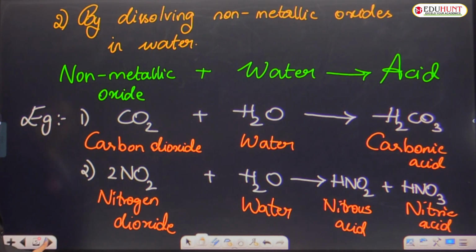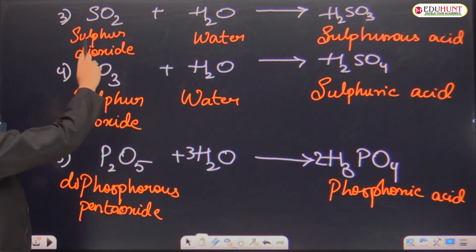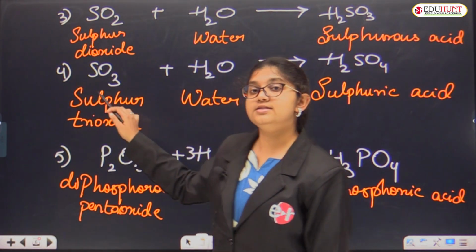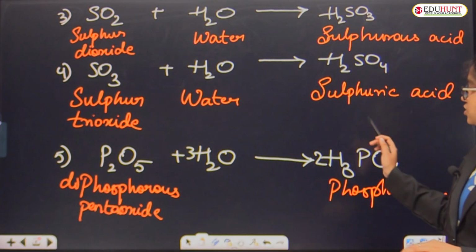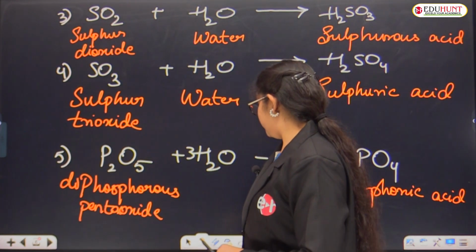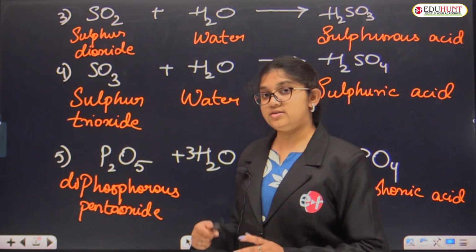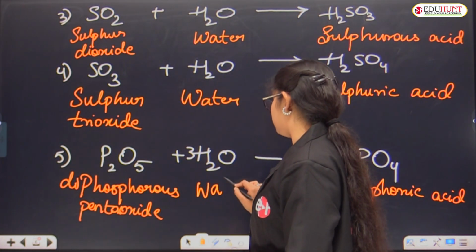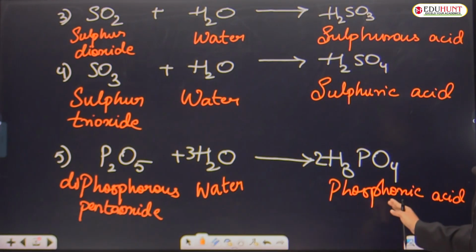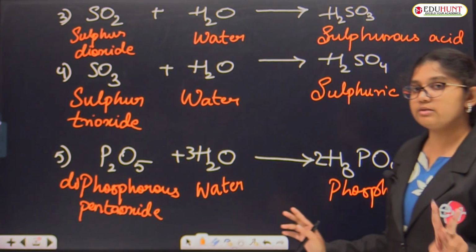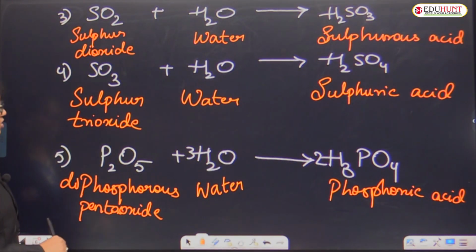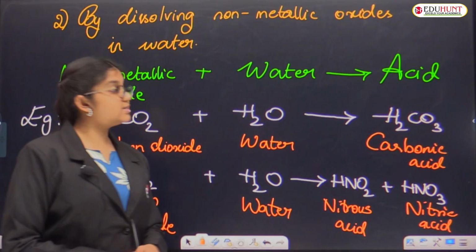Okay. Now, what's the third example, children? Sulfur dioxide plus water gives rise to sulfurous acid. Now, fourth one. Sulfur trioxide plus water gives rise to sulfuric acid. Clear? Now, phosphorus pentoxide, also called diphosphorus pentoxide, plus 3 molecules of water gives rise to 2 molecules of phosphoric acid. This is all about the examples of the second method: dissolving non-metallic oxides in water. Clear now?